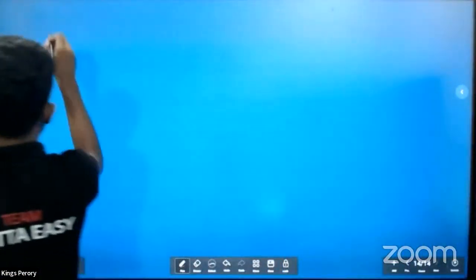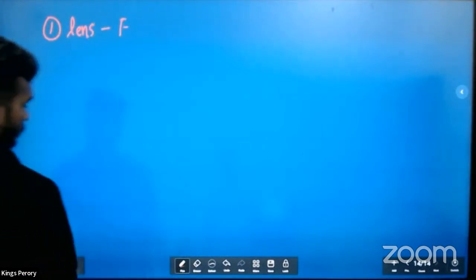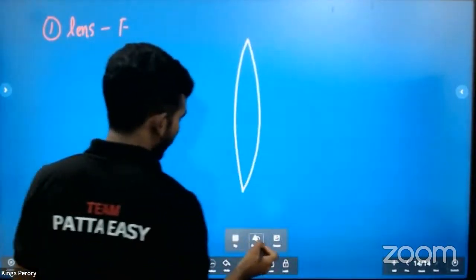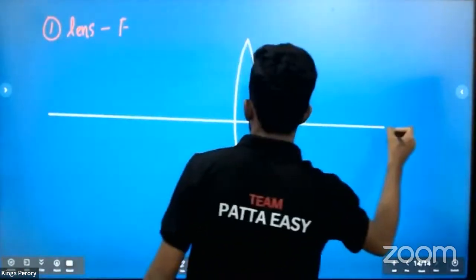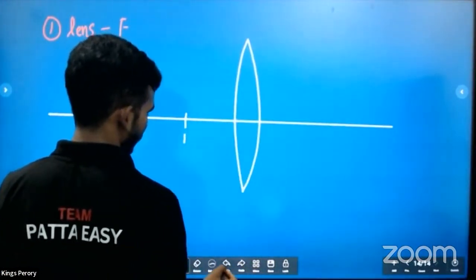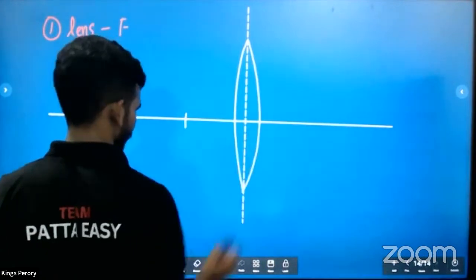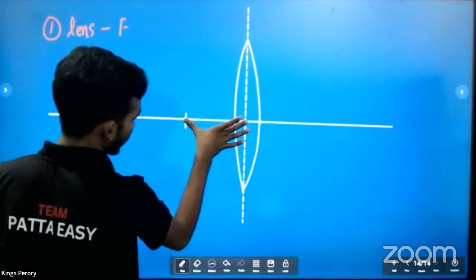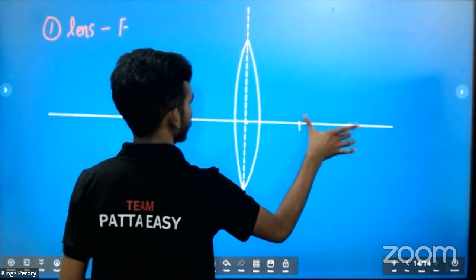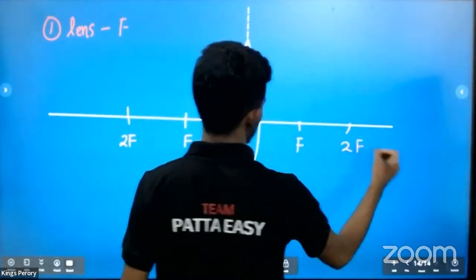I'll go and show you all. If I start with the first ray diagram, between the lens and focal, you have the lens there, you have the principal axis there. Before drawing the focal, put a dotted line at the center so that it's easy to draw the refraction. Now from the dotted line, measure your focal. That is F, that is 2F, on both sides.